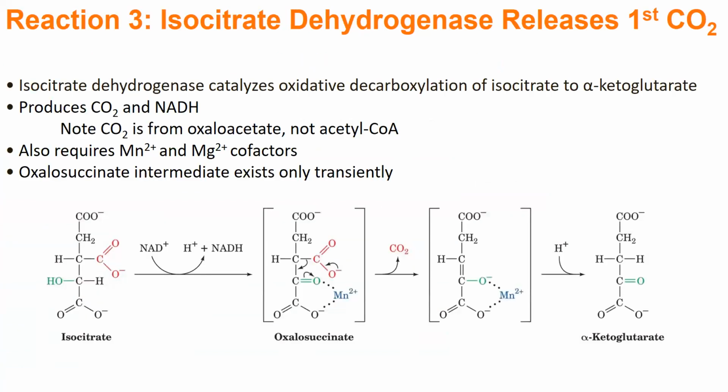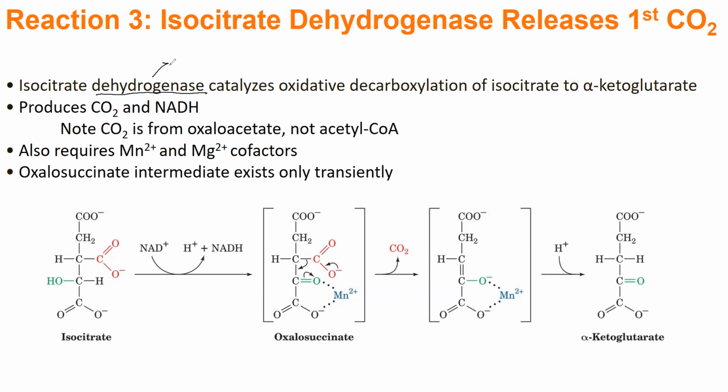All right, but back to our next reaction. So we have isocitrate that is made by aconitase. Now we are doing our first decarboxylation reaction. Isocitrate dehydrogenase, all right? And I've talked about this before.